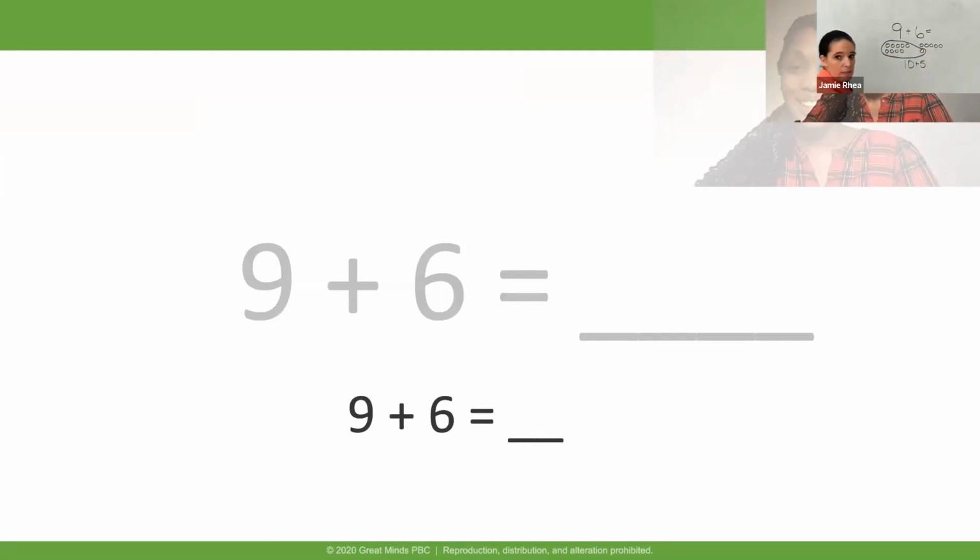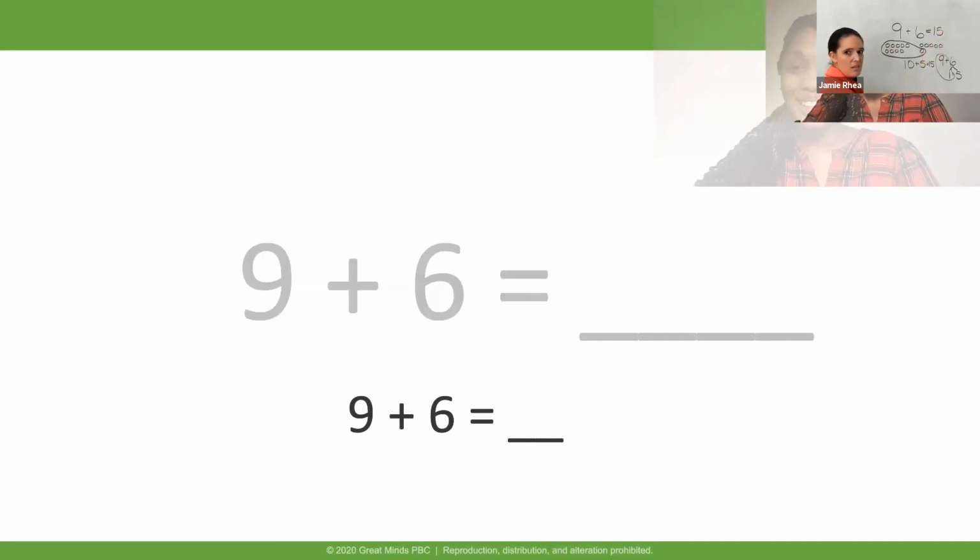Now I could also break this down with a number bond. I could say 9 plus 6. I used the 1 from the 6 and I had 5 left over. And then I could circle my 9 and 1. That made 10 also. So now I have 10 plus 5. What is 10 plus 5? 10, 11, 12, 13, 14, 15. So I could say it's 15. Put it up here too.